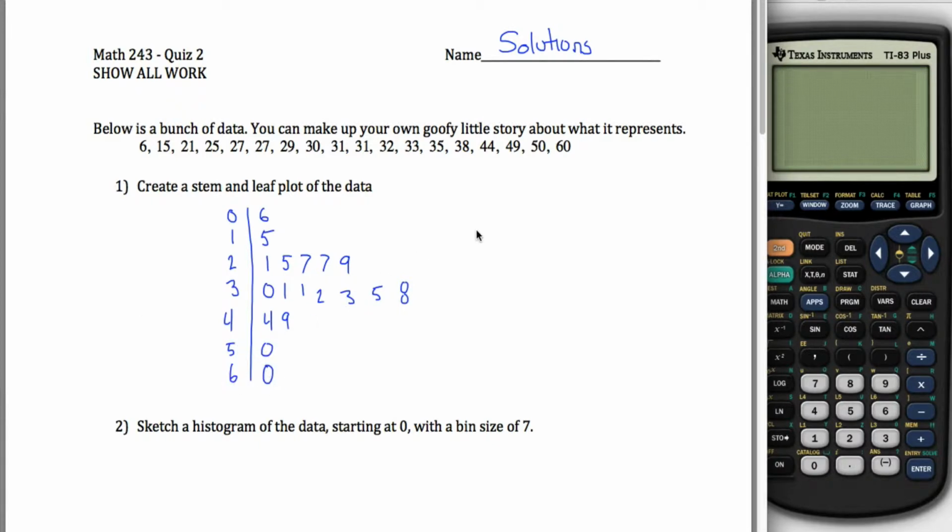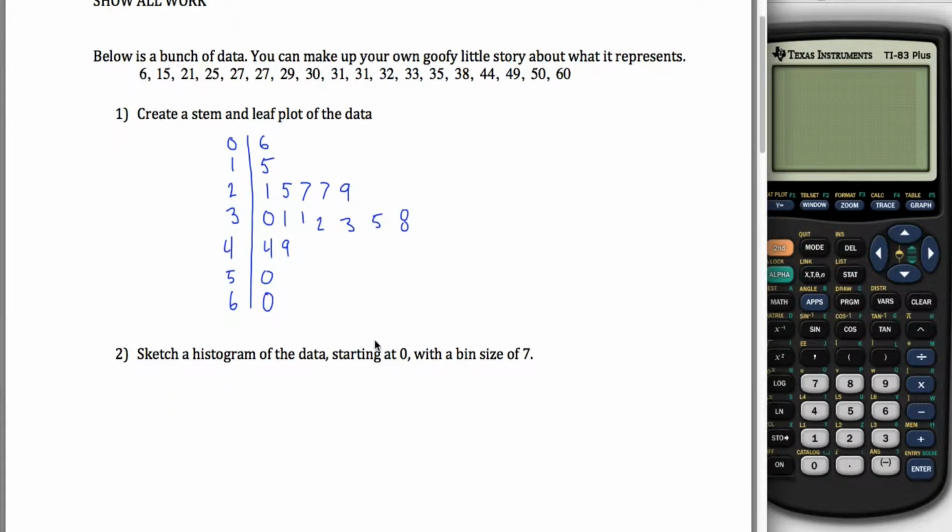So right here is a stem and leaf plot. What is important? First of all, that your stems are decreasing. I don't know, I guess that's it. And then it looks like this. Fine, here's your stem and leaf plot. Good enough? Good enough. Moving on.